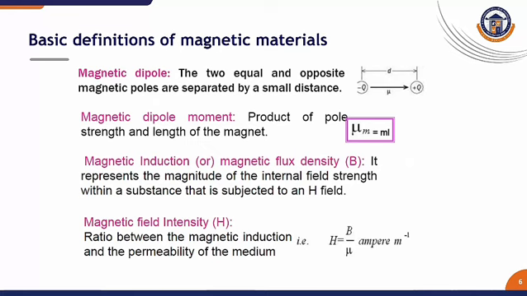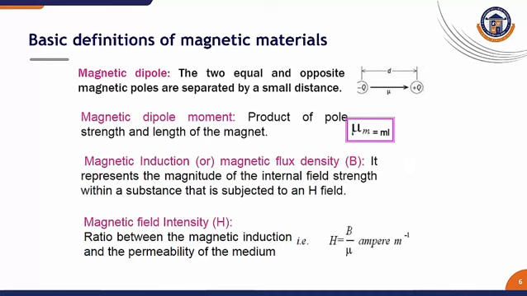Basic definitions of magnetic material. Dipole moment: the magnetic dipole moment is the product of pole strength and distance between two poles. And then magnetic dipole: two equal and opposite magnetic poles separated by a distance. Magnetic intensity is nothing but magnetic flux density, the measure of internal magnetic field. And then magnetic field intensity, the strength of the applied external magnetic field.